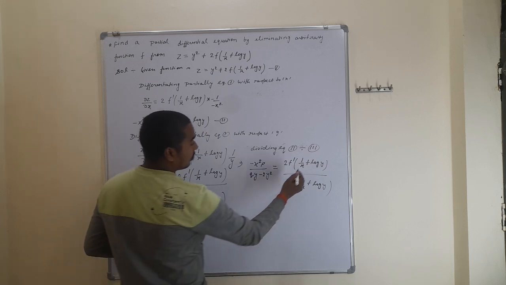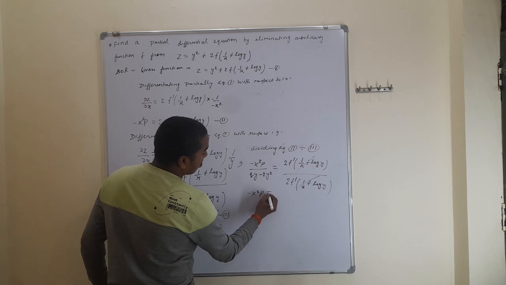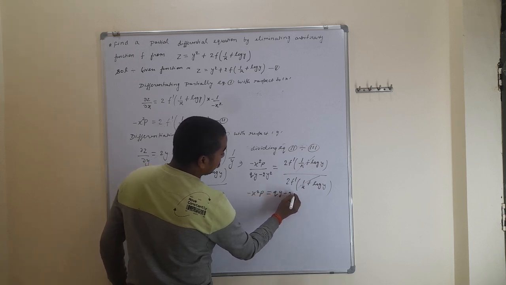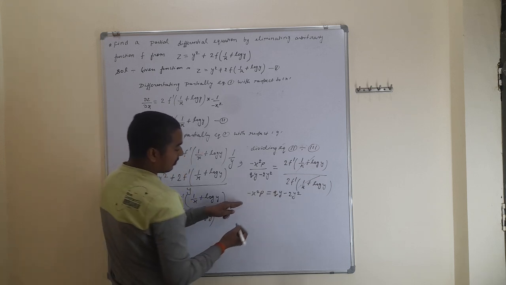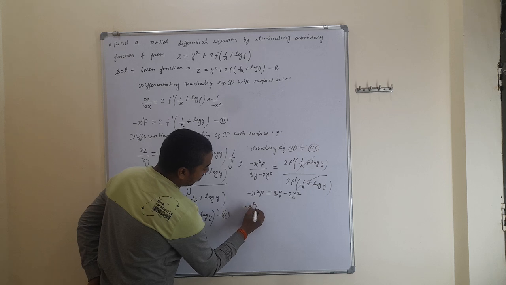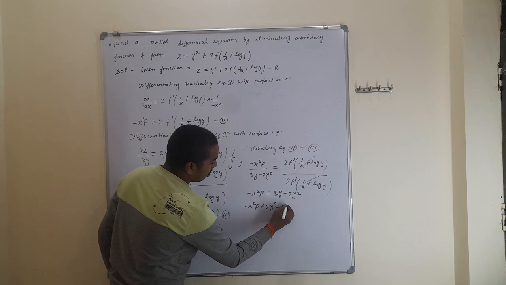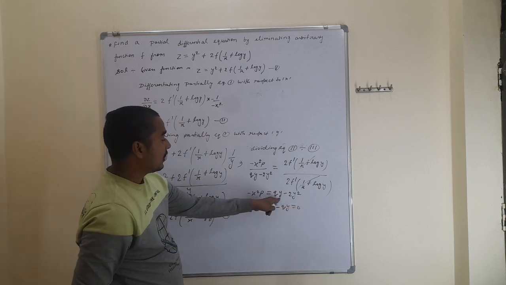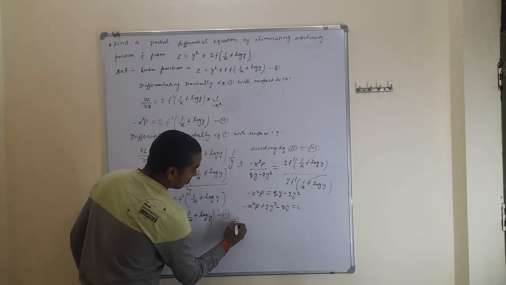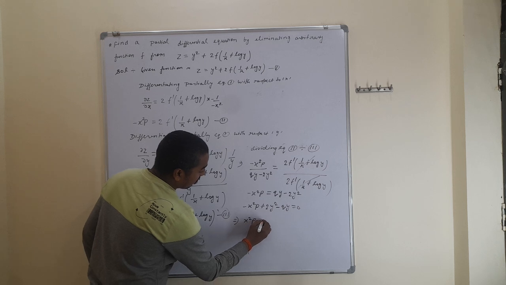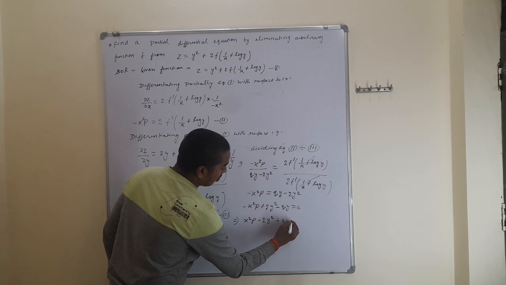From here we cancel out, and the remaining is minus x² p = qy minus 2y². Taking qy and minus 2y² to the left hand side and multiplying both sides by minus, we get x² p minus 2y² plus qy = 0.